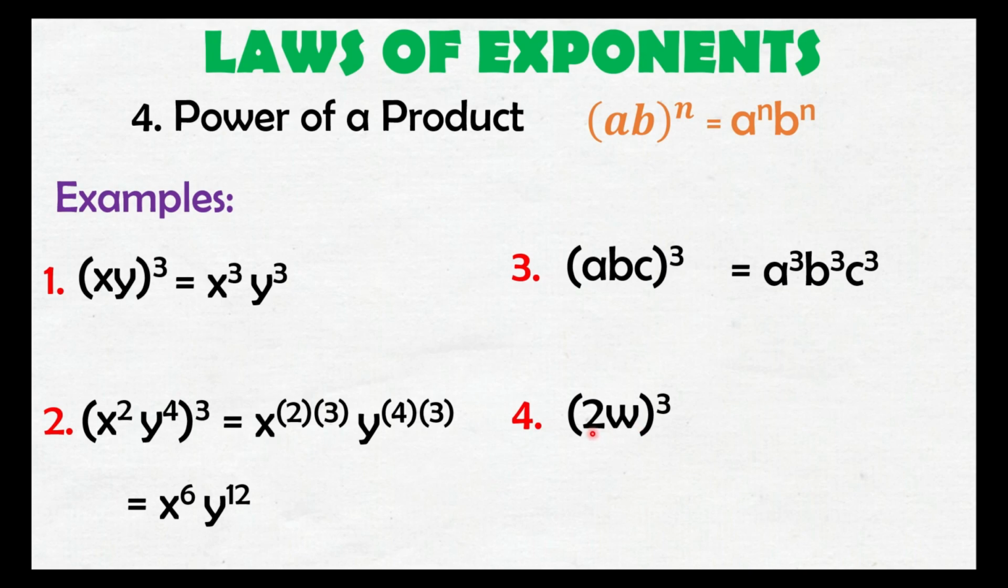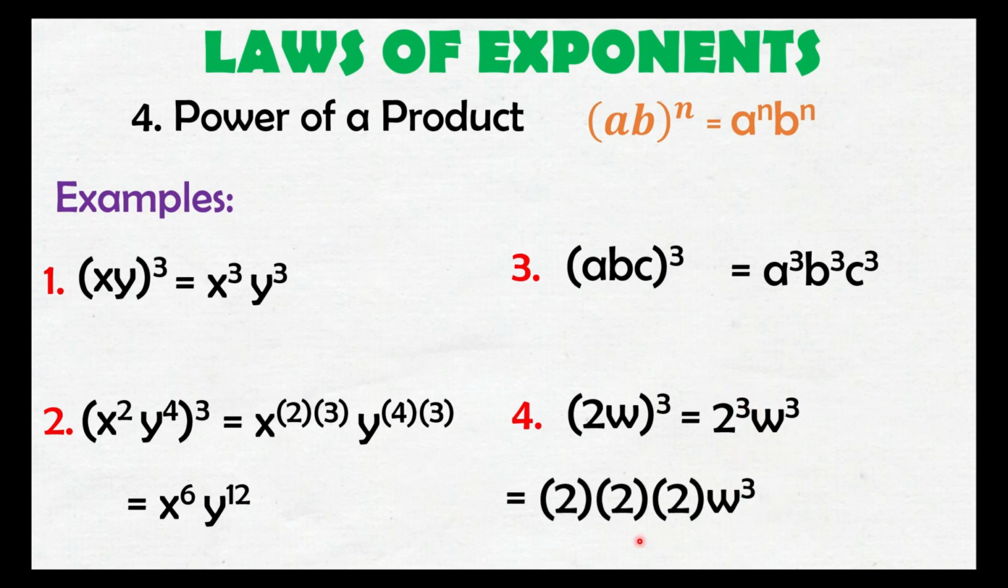Number 4, we have the quantity 2W cubed. So, distribute lang natin dito sa 2 at dito sa W. So, we have 2 cubed, W cubed. And then, pwede natin i-expand si 2 cubed. So, we have 2 times 2 times 2. Uulitin natin ng 3 beses yung base. W cubed. So, 2 times 2 times 2, that is 8. So, we have the answer 8W cubed.